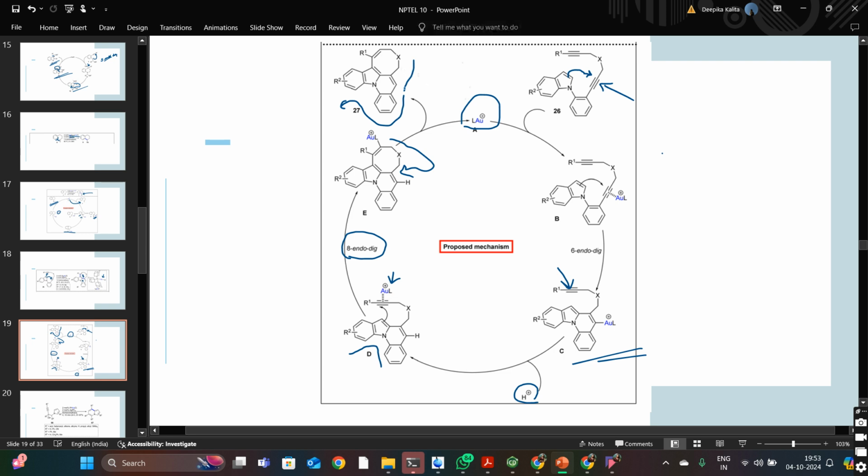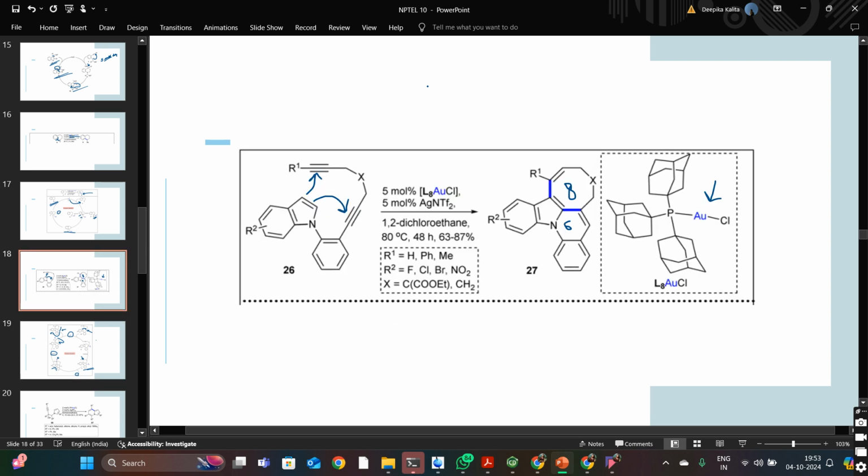So this is how both the alkyne fragments present in the substrate are going to react to give us this final product. I hope this mechanism is clear. It is easy. You just have to look at the product in the reaction to see how the hydroarylations are going to happen.